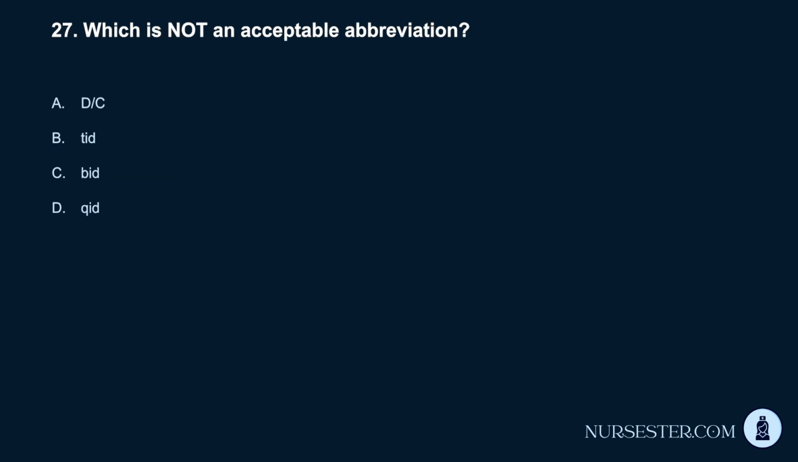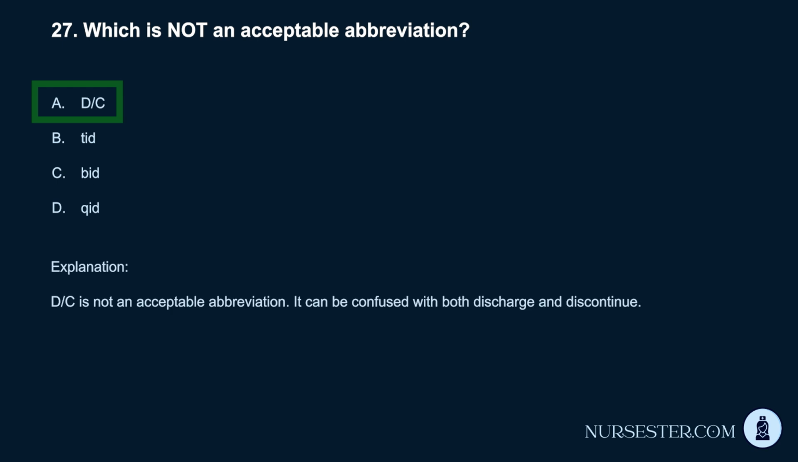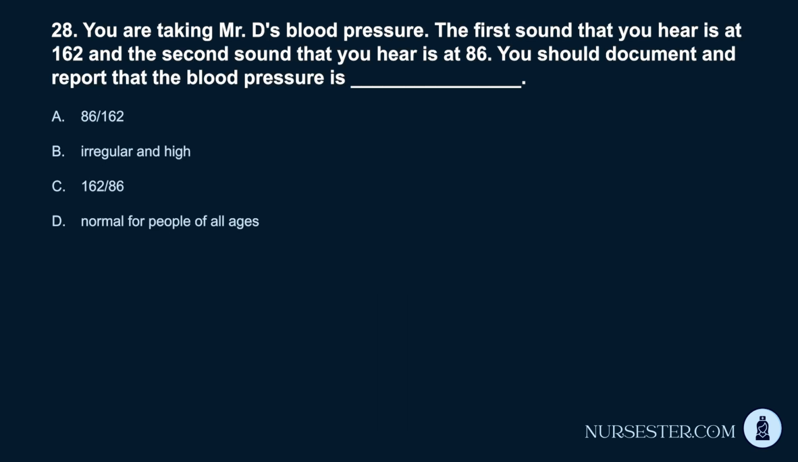27. Which is not an acceptable abbreviation? A. D/C. B. TID. C. BID. D. QID. Correct answer, D/C. D/C is not an acceptable abbreviation. It can be confused with both discharge and discontinue.